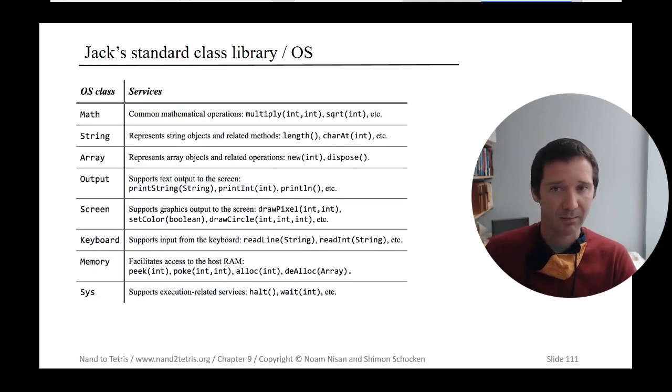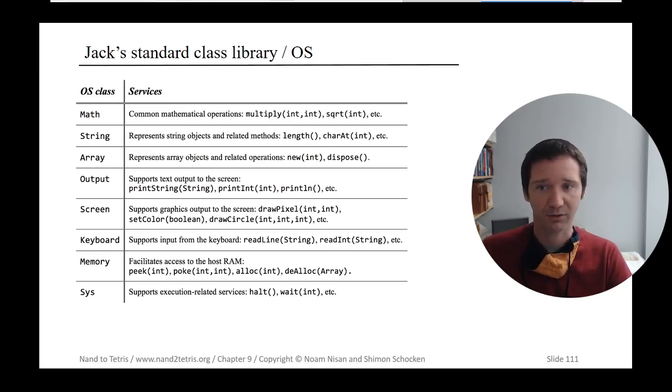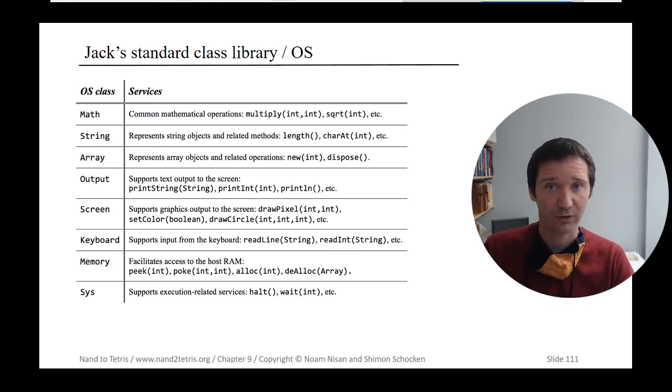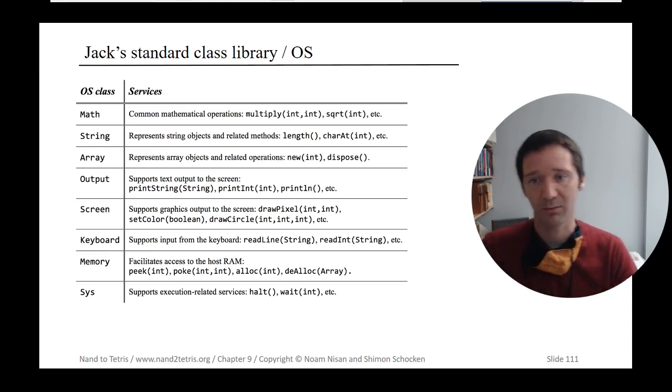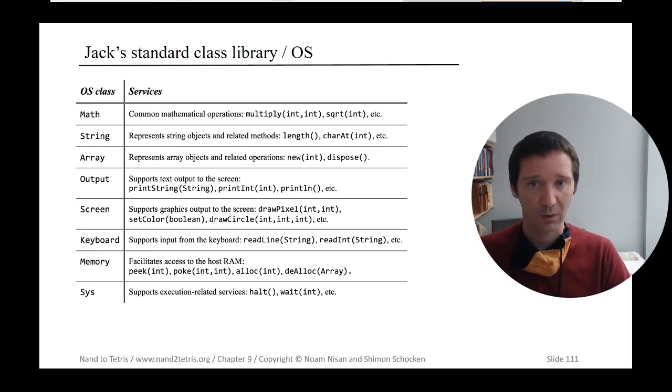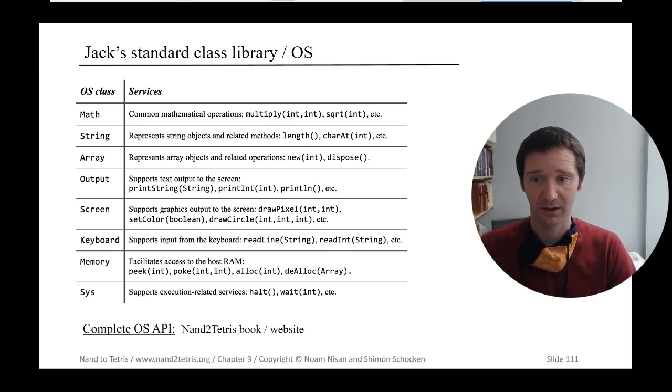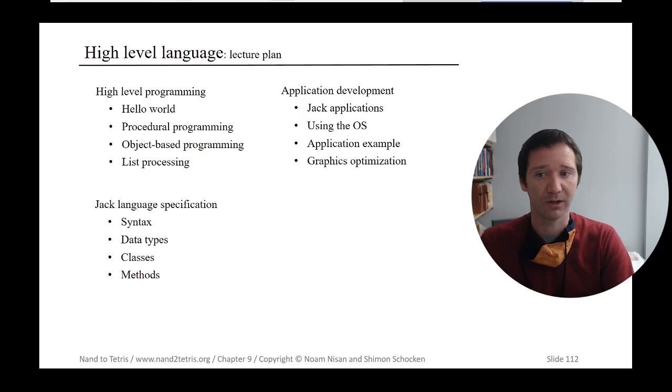There's an API. I think a PDF is posted in the Nand to Tetris files, but we have math, string, array. These are all helper functions. Output, that's how we can print things to the screen. That's more like printing items, versus the screen class, which has things like draw pixel, draw circle, draw rectangle, or the graphics helper functions. We also have keyboard, memory, and then sys. Sys really doesn't do much, it provides halt, but also wait if you want to add in a delay. Check the website and book for more details.